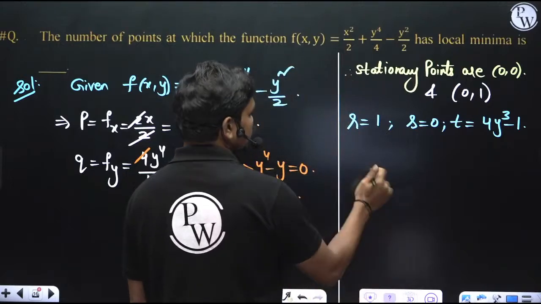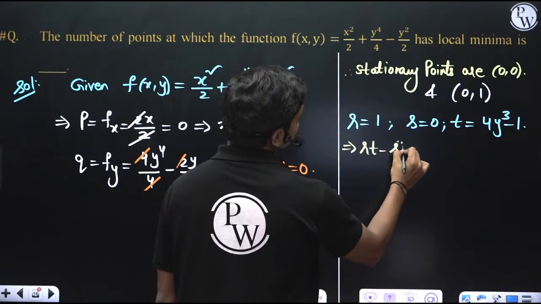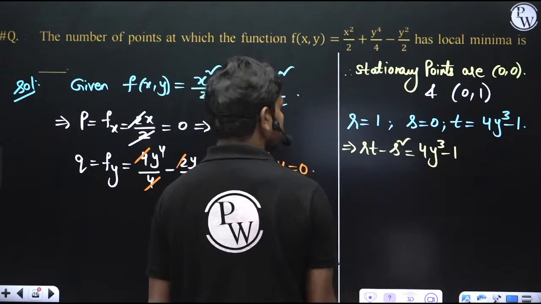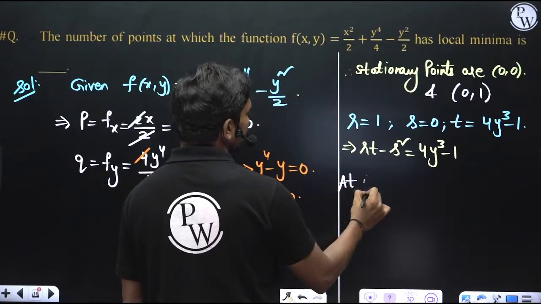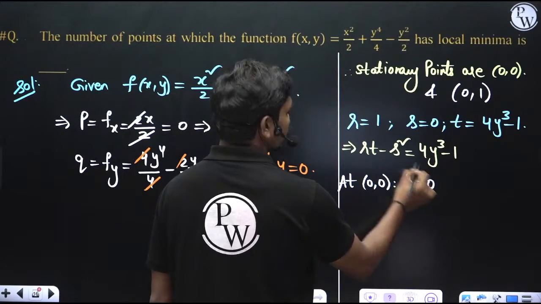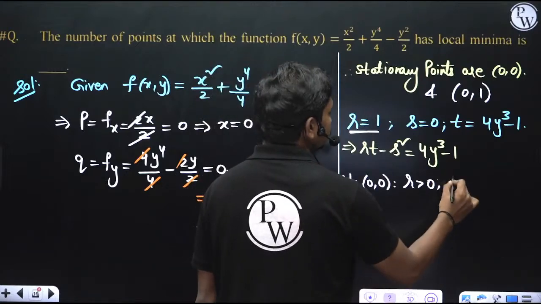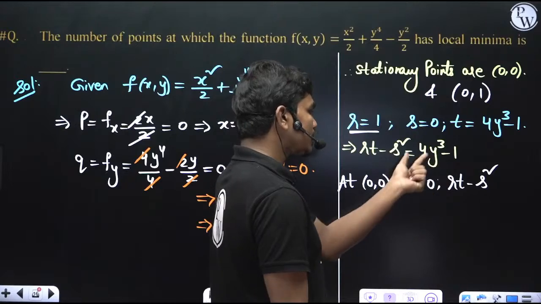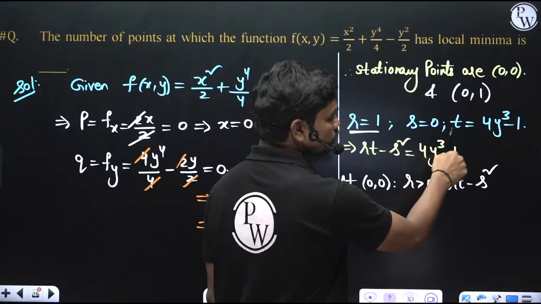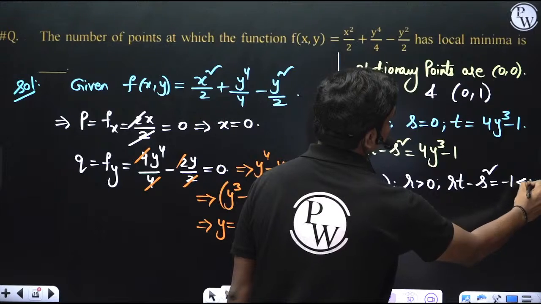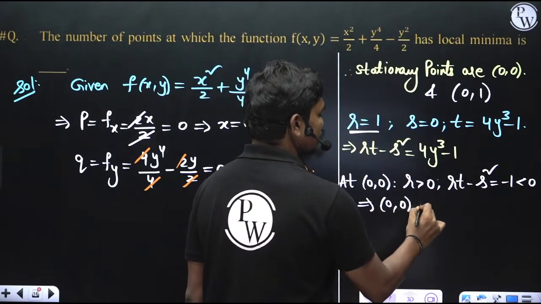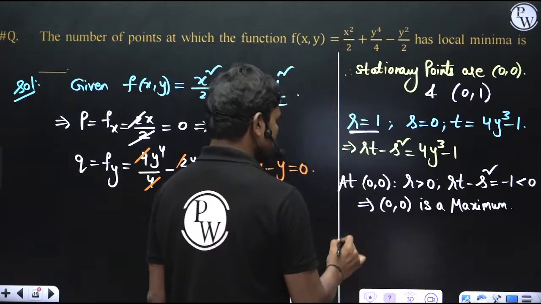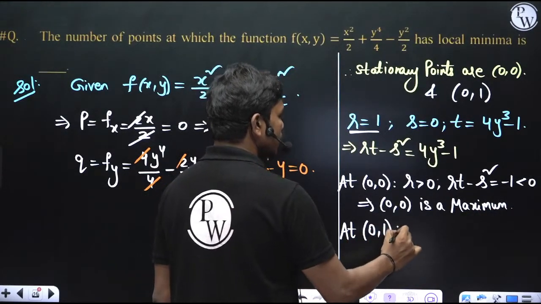So what is rt minus s square? It is r into t, so 4y cube minus 1, minus s square. So s is 0. At the origin, clearly r is positive, because r is equal to 1 in all cases, and for rt minus s square, if you put 0 comma 0, you get 4 times 0 cube minus 1, which is minus 1, which is negative. So this implies 0 comma 0 is a local maximum, of course, and at 0 comma 1, r is positive.